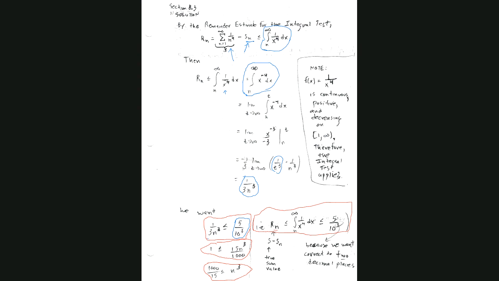Oh yes, Josiah asked, where did the 5 come from? Very good question. It has to do with the fact that if you want to have accuracy within 2 decimal places, the third place, the 5 over 10 cubed, which is the same as 0.005. Why do you need the 5 there? It has to do with rounding. That's really why it's there.